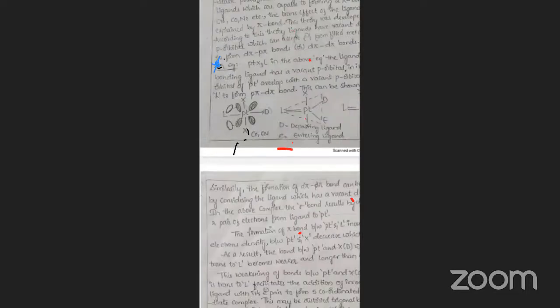So how can you explain this theory? This is the complex. The central atom is platinum, a nickel group element. Nickel and platinum contain the same number of valence electrons. So platinum contains some vacant orbitals and some electron-filled orbitals. These are the vacant orbitals.